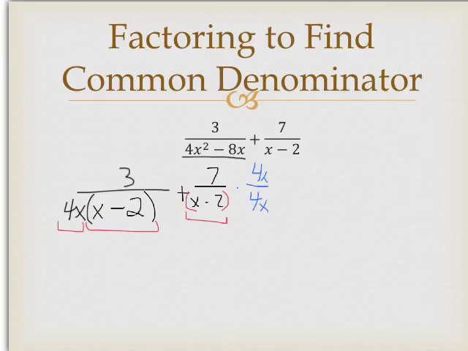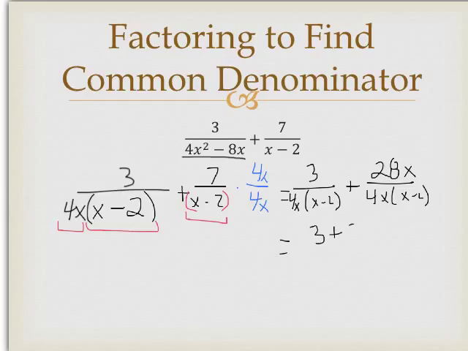And that will give me this new problem of 3 over 4x times x minus 2 plus, and then multiplying fractions, 7 times 4x, 7 times 4 is 28, so 28x over 4x times x minus 2. And now that they are the same denominator, I can add them. So it's 3 plus 28x over the common denominator.